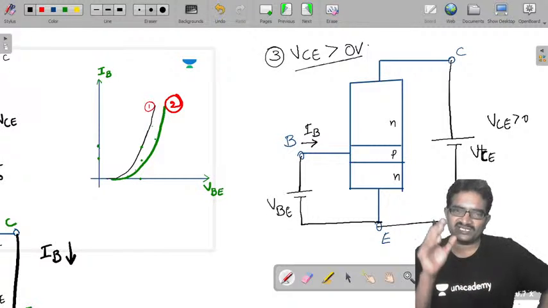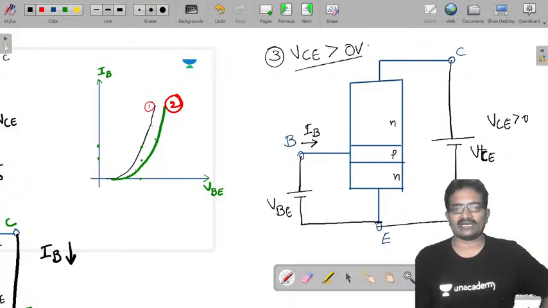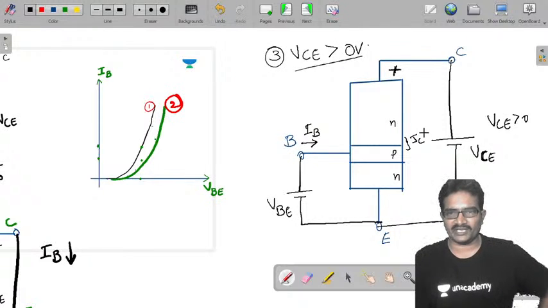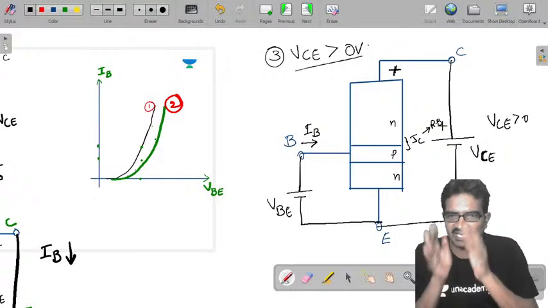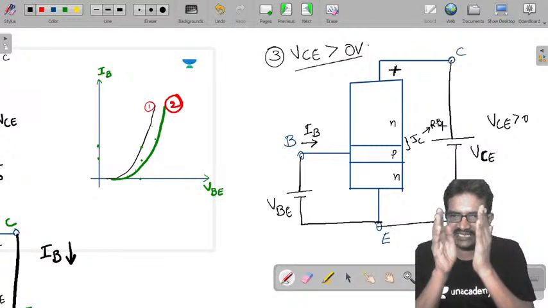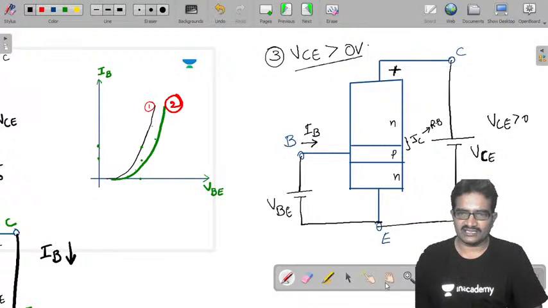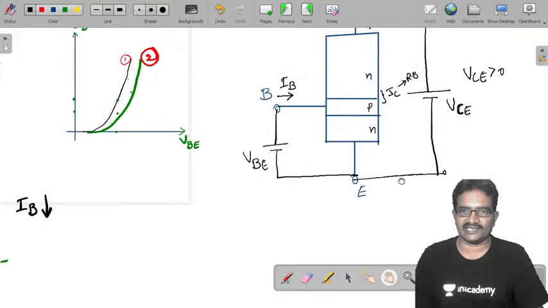Now once VCE is greater than 0, what happens here is, see this. Now the collector terminal is connected to the positive, that means it became positive. So due to this positive voltage, your collector junction became reverse bias. So once the collector junction is under reverse bias, the depletion region at the collector junction is going to increase. It results in the effective base width being reduced.